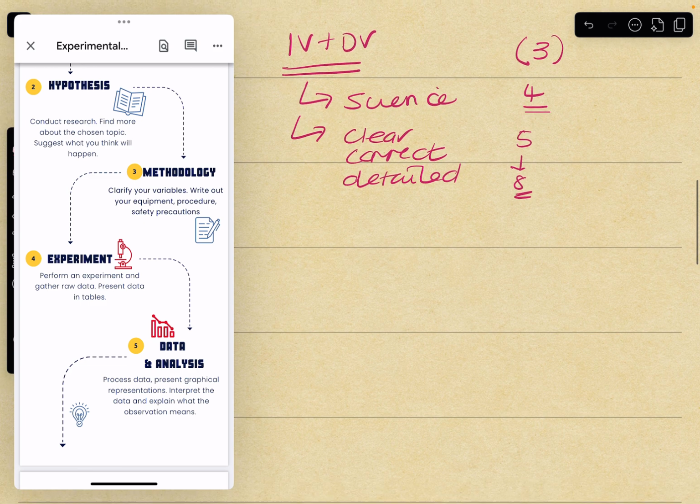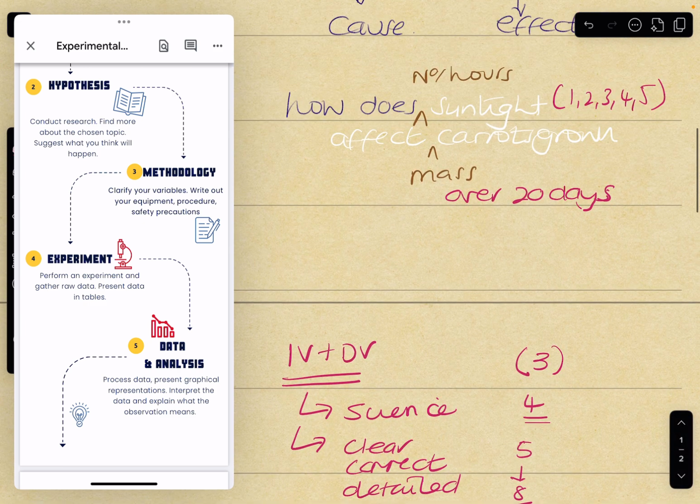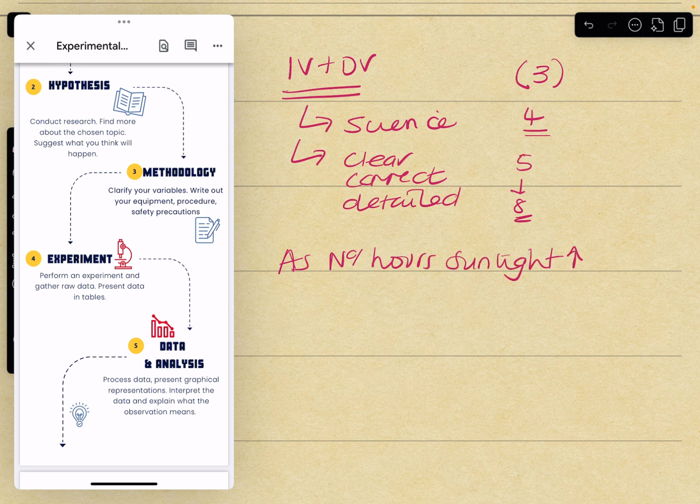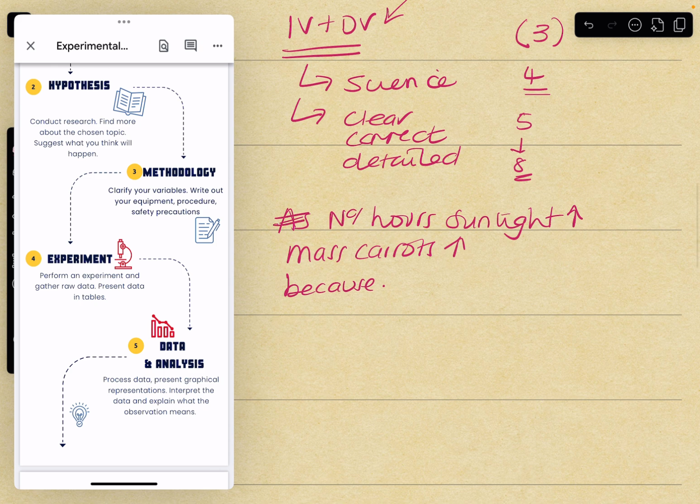So, for example, if we are talking about the research question that we had here with the carrots, and I appreciate that this is a biological context. So I think that as the number of hours of sunlight increases, then the mass of the carrots will increase. This here is linking together my IV and my DV, but there is no science.